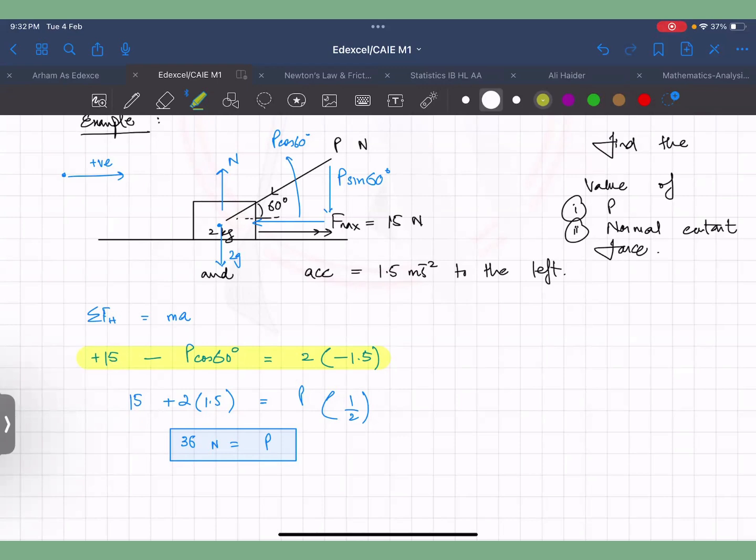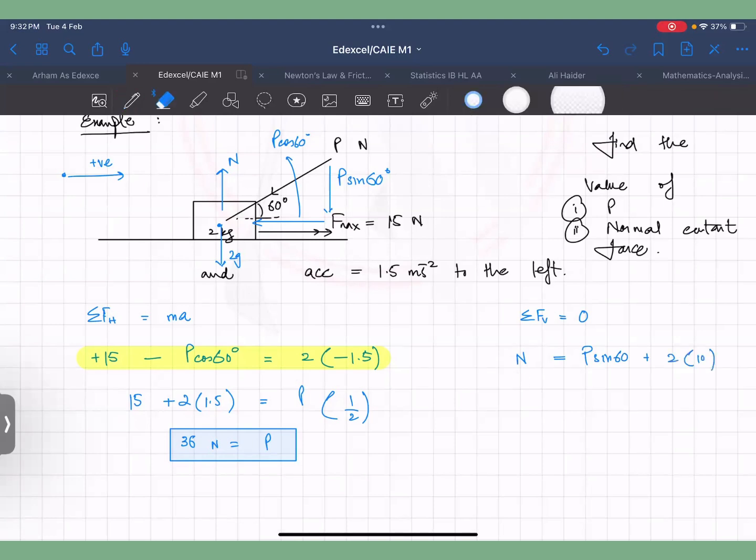Okay, you found the value of P. Now you can find the value of normal contact as well. So we know vertically this object is not moving, so definitely the resultant force would be 0. It is at equilibrium vertically. So vertically up, you have the normal contact force, and this normal contact force is equal to P sine 60 plus 2 times 10.